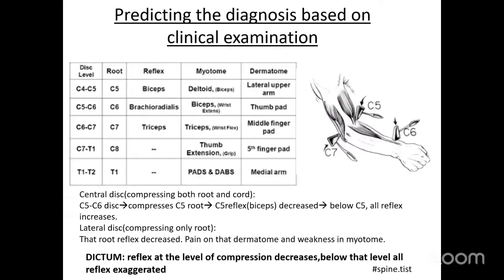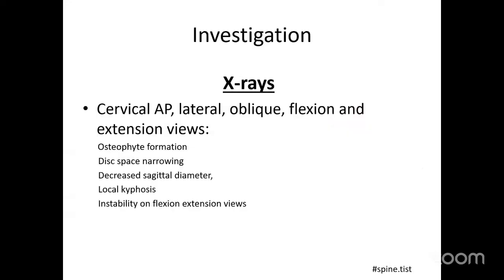right? So your next question would be, now you have elicited your signs and symptoms, and what investigation would you order? Definitely X-rays first. Which X-ray? Cervical spine, AP, lateral, and flexion-extension view. What will it show? Osteophyte formation, disc space narrowing, kyphosis, or any instability in flexion-extension views, right?